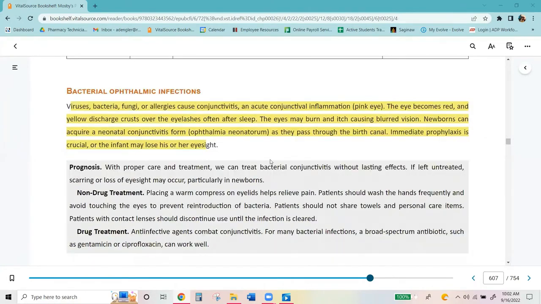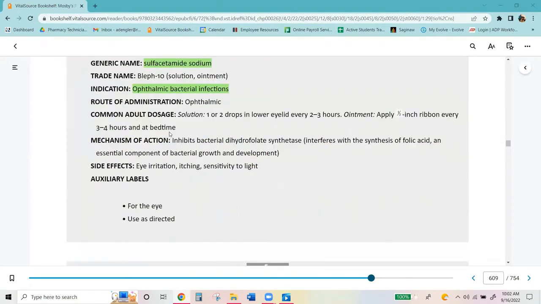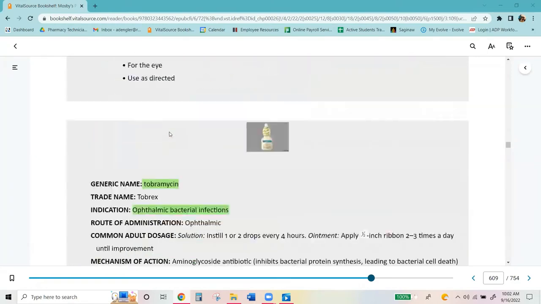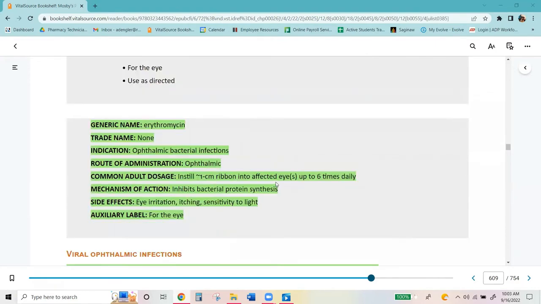Viruses, bacteria, fungi, or allergies can cause conjunctivitis and acute conjunctival inflammation, which is pink eye. The eye becomes red, and yellow discharge crusts over the eyelids or eyelashes, often after sleep. The eyes may burn and itch, causing blurred vision. Newborns can acquire a neonatal conjunctivitis form as they pass through the birth canal. Immediate prophylaxis is crucial, or the infant might lose his or her eyesight. So we have some more bacterial antibiotics. So tobramycin, again, erythromycin.